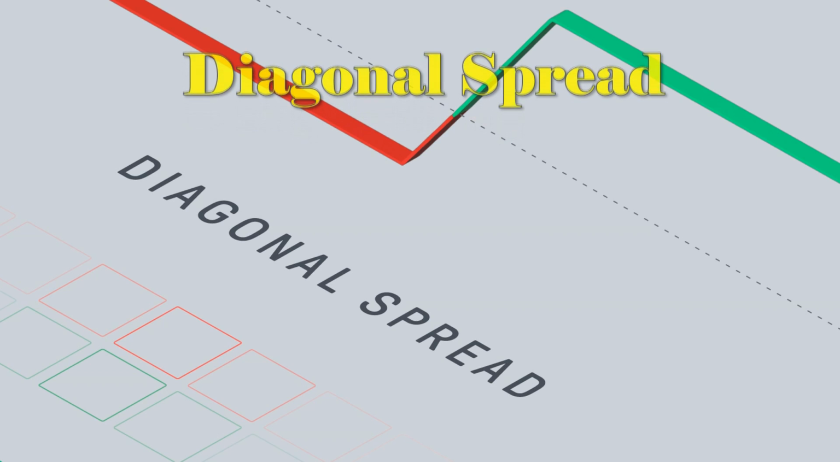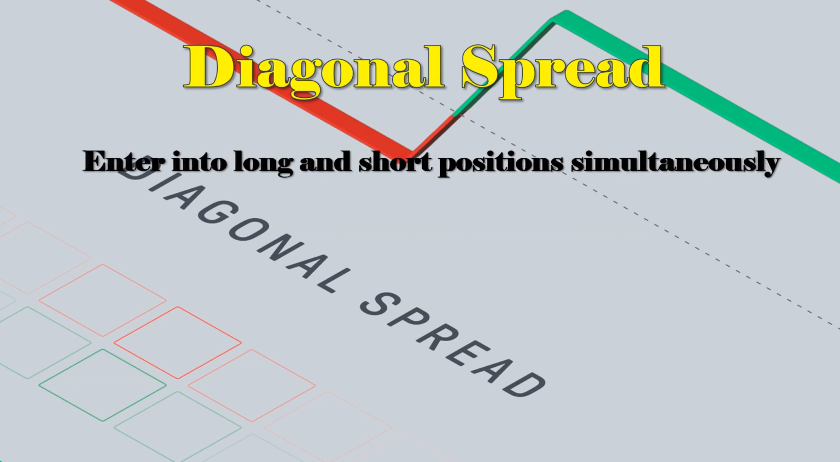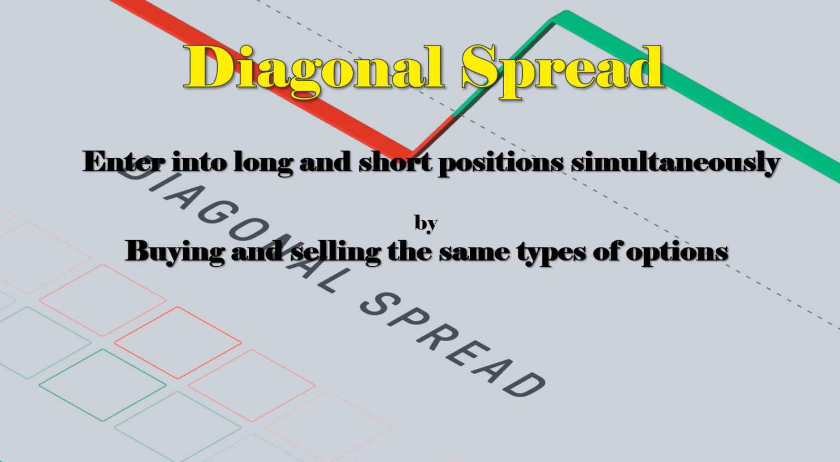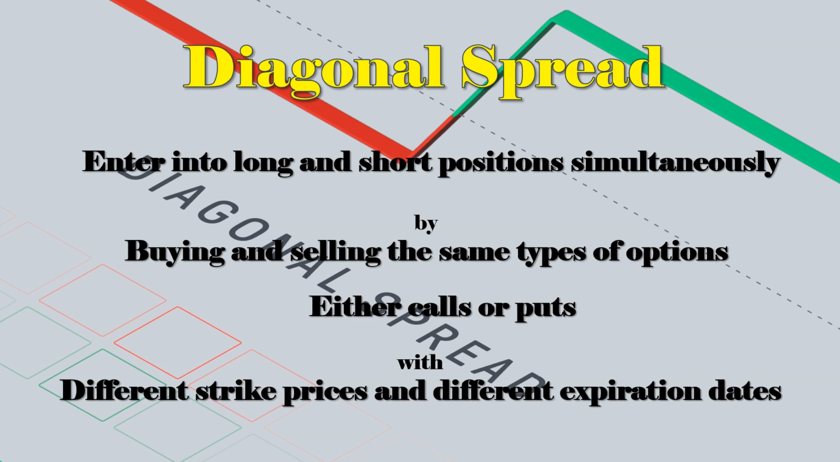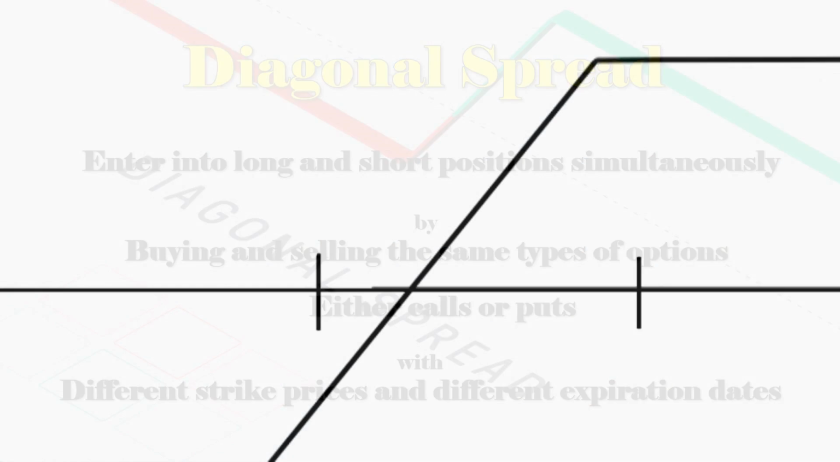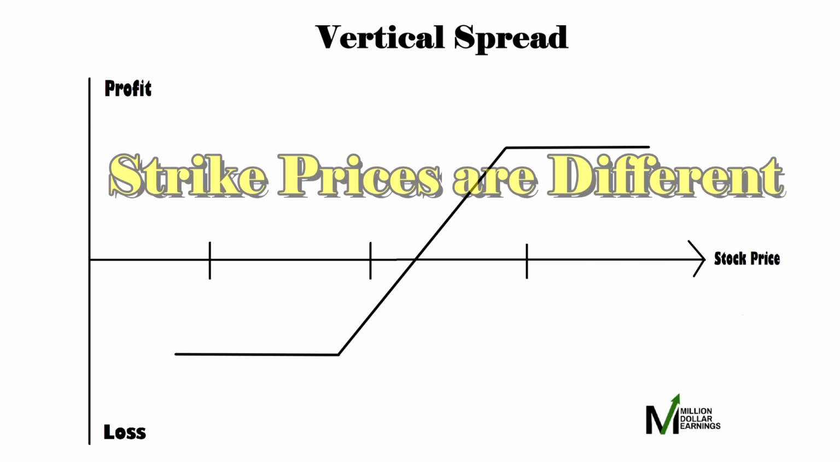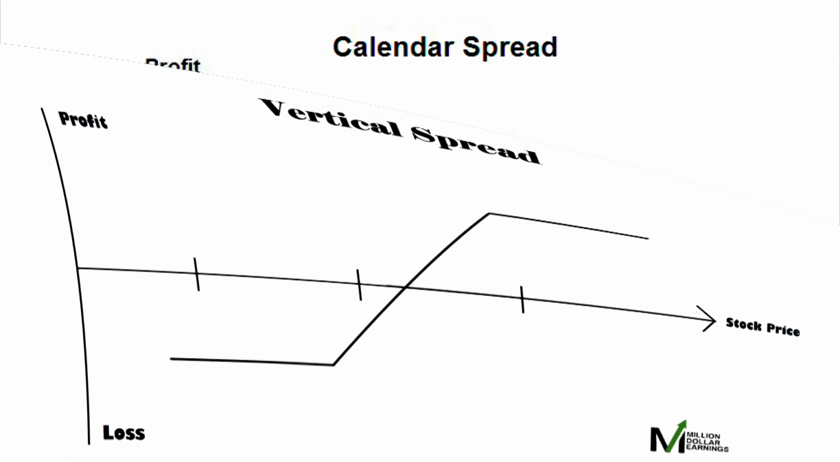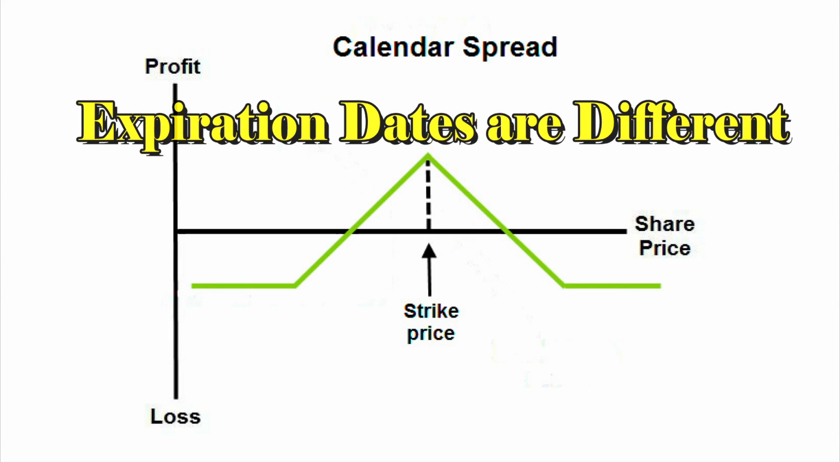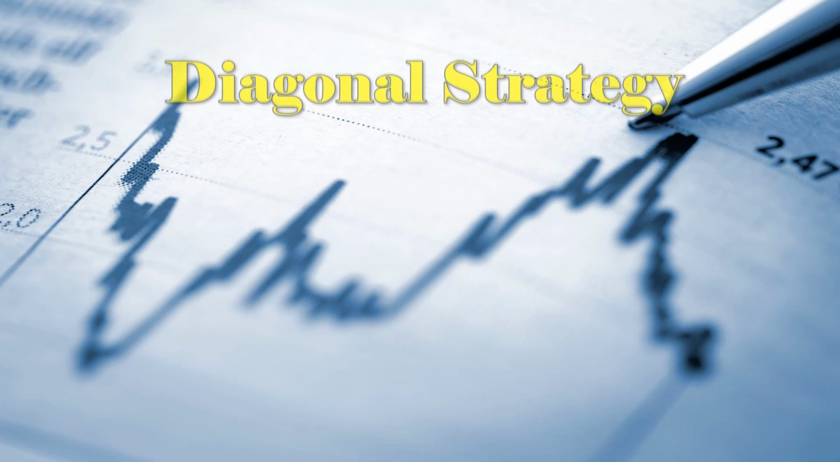The diagonal spread is a strategy where you enter into long and short positions simultaneously by buying and selling the same types of options, either calls or puts, but with different strike prices and different expiration dates. This options trading strategy is a combination of the vertical spread and calendar spread strategies. In vertical spreads, the strike prices are different, and in calendar spreads, the expiration dates are different. The diagonal strategy does both.